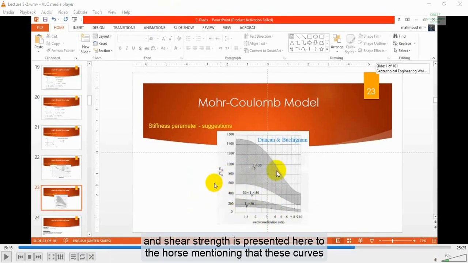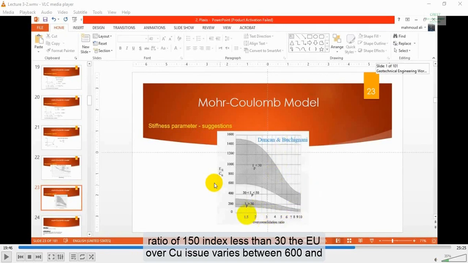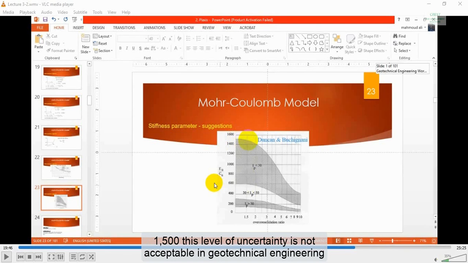It is worth mentioning that these curves can only be used for preliminary design. For example, if we have an over-consolidation ratio of 1.5 and a plasticity index less than 30, the Eu over Cu ratio varies between 600 and 1500. This level of uncertainty is not acceptable in geotechnical engineering.